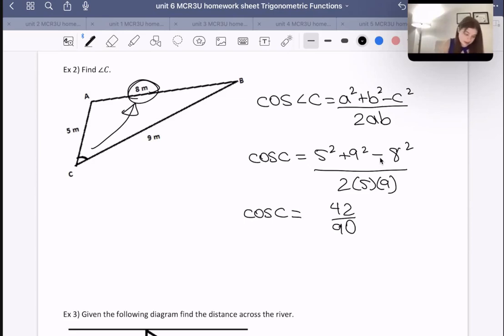And so now I'm going to use second function cosine, right? We want the inverse cosine in order to give us C. So the inverse cosine of 42 divided by 90 is 62.18, which I'm just going to round to the nearest degree and say that it's 62 degrees. And that seems quite reasonable, that this might be about 62 degrees. So I am happy with that. That sounds good. All right.